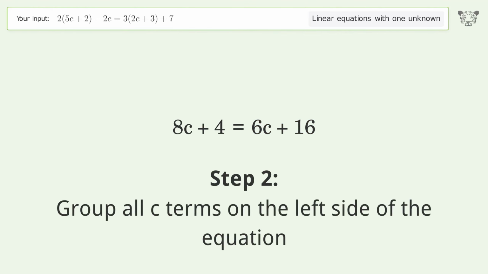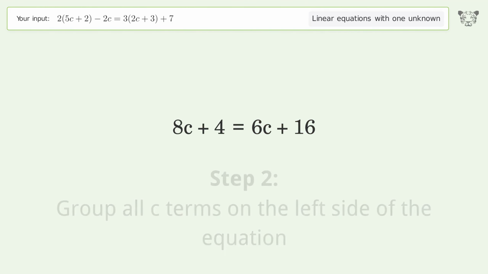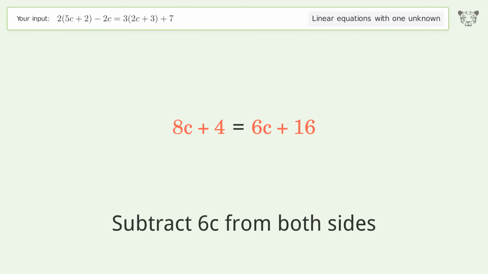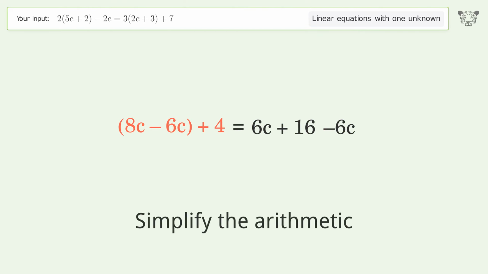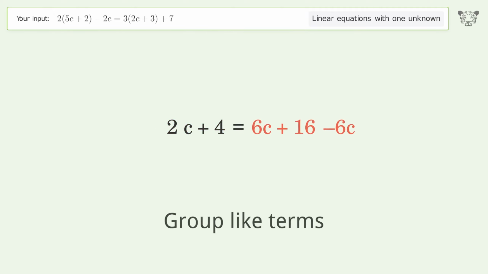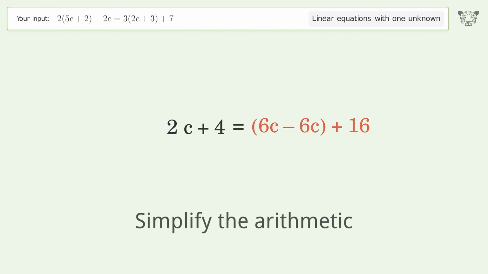Group all c terms on the left side of the equation. Subtract 6c from both sides. Group like terms. Simplify the arithmetic. Group like terms. Simplify the arithmetic.